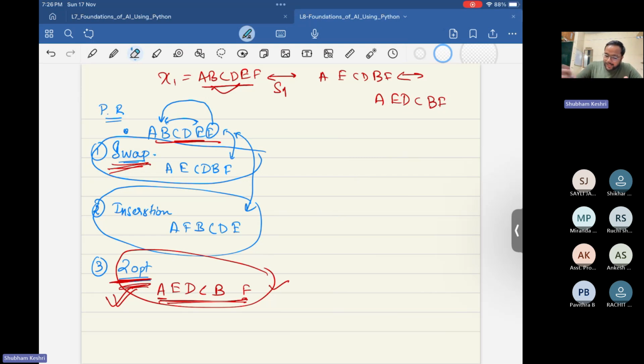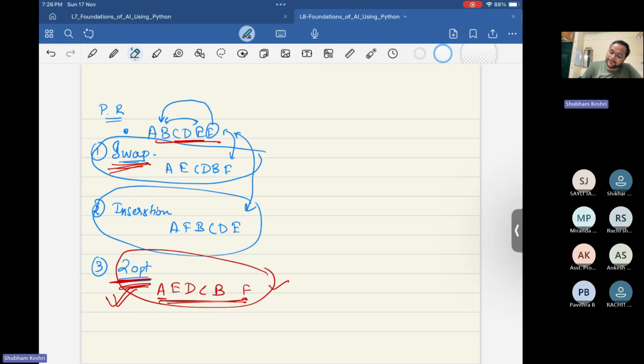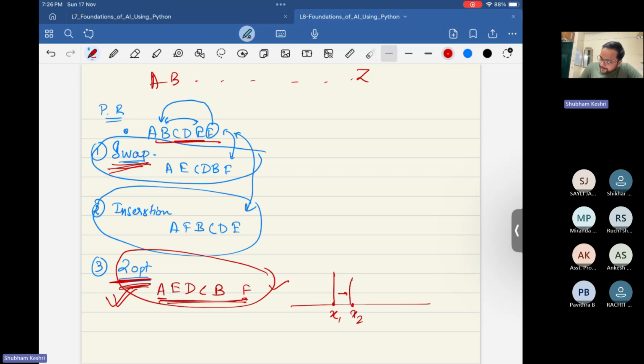Suppose I'm not taking only 6 cities. Suppose this is a 15 city problem, A, B, C, D, and so on. Suppose it's a 26 city problem. Now for 2-opt, any two 2-opt neighbors are close to each other. So over here, in the landscape, for x1 to reach x2 we are saying it is one step. So the objective function value of x1 is this, and the objective function value of x2 is this. It is the same for swap also.